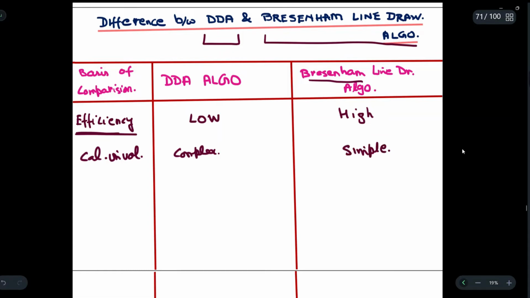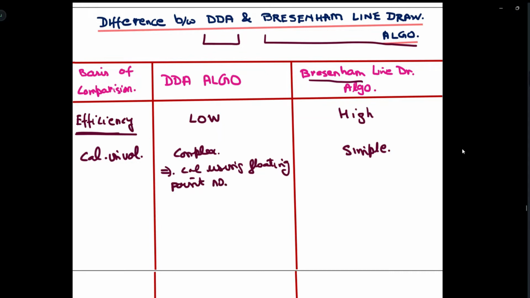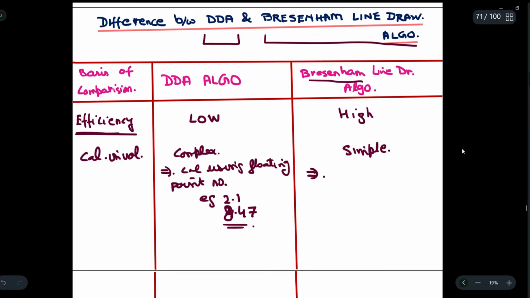Now this is because in DDA algorithm we do calculations using floating point numbers. And what do we mean by floating point numbers? Floating point numbers mean numbers which have decimals in them. For example, say 2.1, 8.47. These are floating point numbers. Whereas in Bresenham line drawing algorithm, we do not use floating point calculations. We use integer calculations.